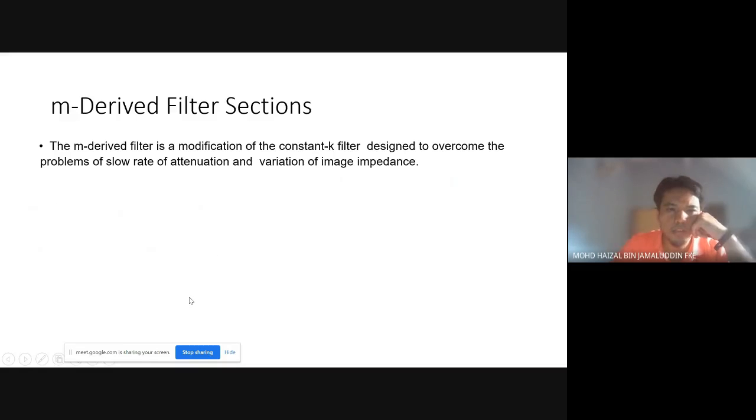The m-Derived filter section is a modification of the constant K filter designed to overcome the problem of slow rate of attenuation and variation of image impedance. So the slow rate refers to the non-sharp cutoff frequency. The second part is basically the attenuation, where the impedance is changing based on the frequency.